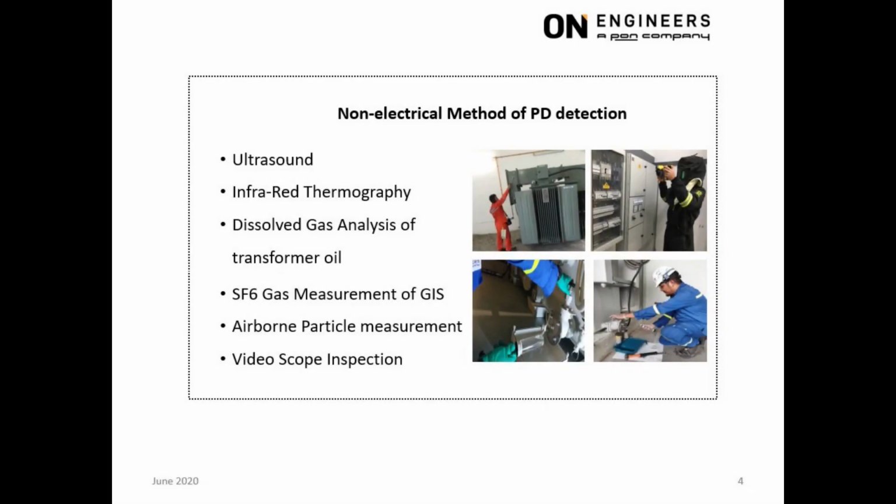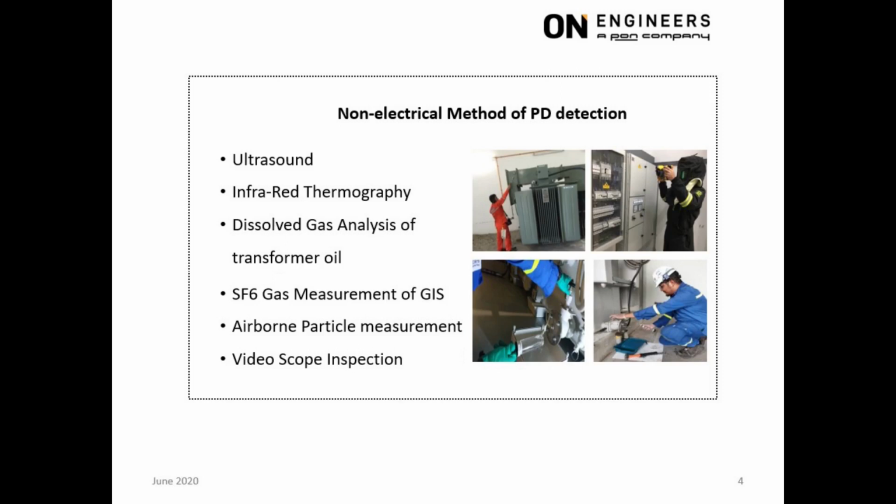This is an overview of the types of non-electrical sensors for online PD detection. The first of these sensors is sound-based. It is sound in the ultrasonic frequency range, which is beyond the capability of the human ear to hear. The detection of ultrasound means that there are peaks of sound within the assets that you are measuring.